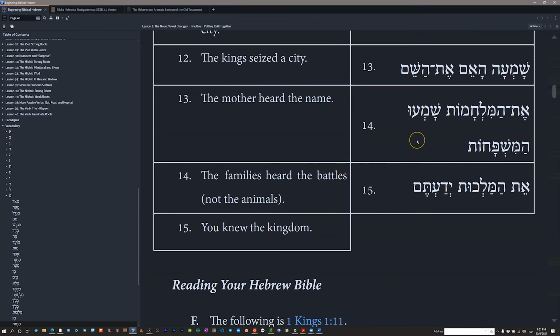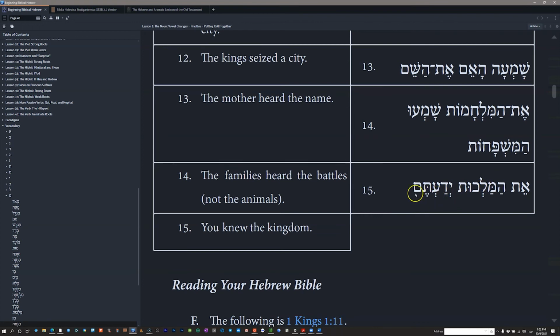All right. And then number 15 here, again, we start with our definite direct object. Et ha-malchut. So whatever the verb is, this is the thing that's being verbed. Ha-malchut, hey, that looks like the definite article. We'll take off a hey patach dagesh. We should have some sort of Hebrew word here. Malchut, this is a Hebrew word that we've learned. It means kingdom. So ha-malchut is the kingdom.